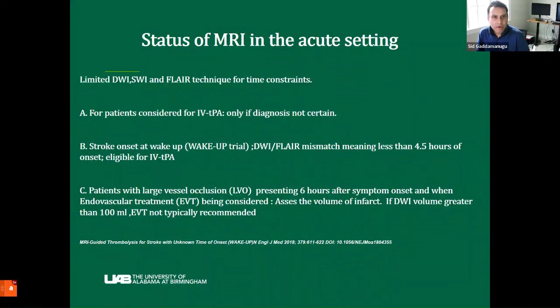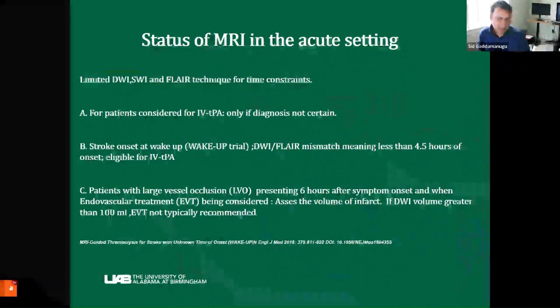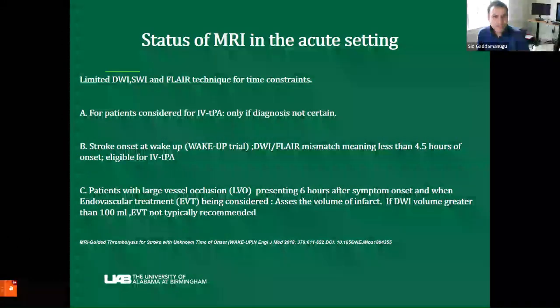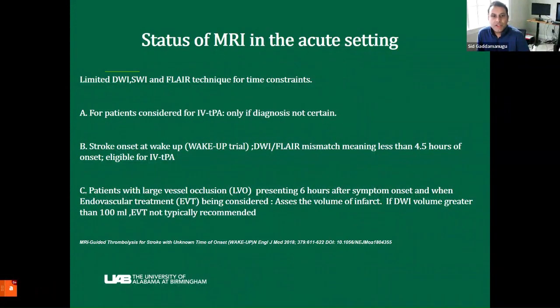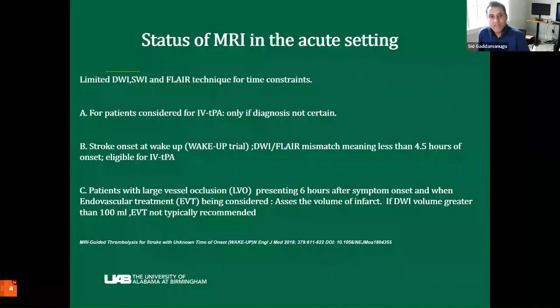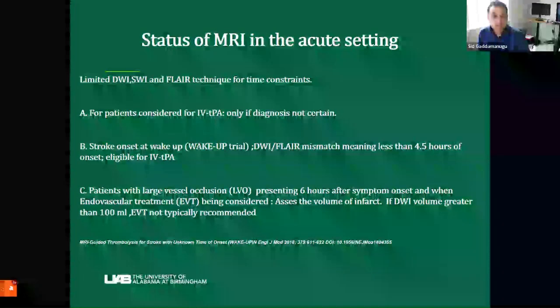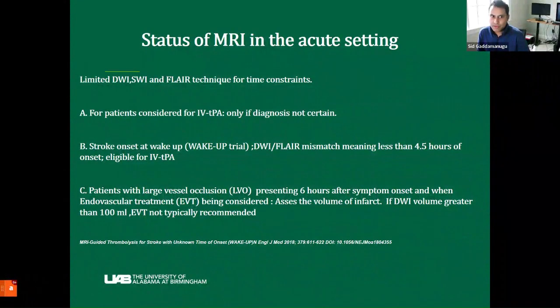So our limited MRI protocol in the acute setting to triage patients with stroke, and this is when I say acute setting for 6-7 hours, is to do a limited DWI, SWI, and FLAIR. Only 3 sequences, doesn't take more than 10 minutes. And when do we do it? When the neurology team is not convinced that this patient actually has a stroke, and they want to withhold IV tPA for various reasons. They want to only give IV tPA if this patient has an established diagnosis of stroke. So they're not sure. So they really want to do an MRI to make sure that there's a diffusion abnormality.